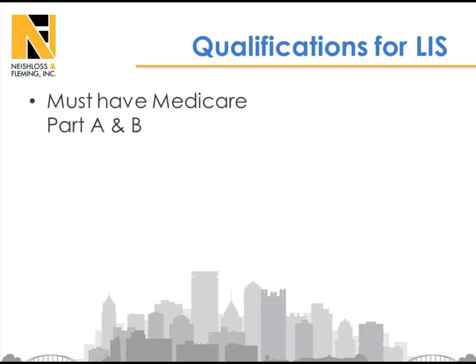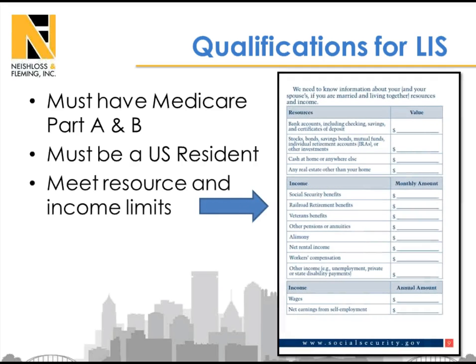To qualify for a low-income subsidy, you must have Medicare Part A and B, you must be a U.S. resident, and you must meet the resource and income limits. And you'll see on the side of your screen, we have found an example of a form that you can use to determine whether or not they would meet the requirements. It will ask for resources, and what they utilize as resources are real estate, bank accounts including checking and savings, stocks, bonds, U.S. savings bonds, mutual funds, IRAs, and then any cash at home or anywhere else that they may have.